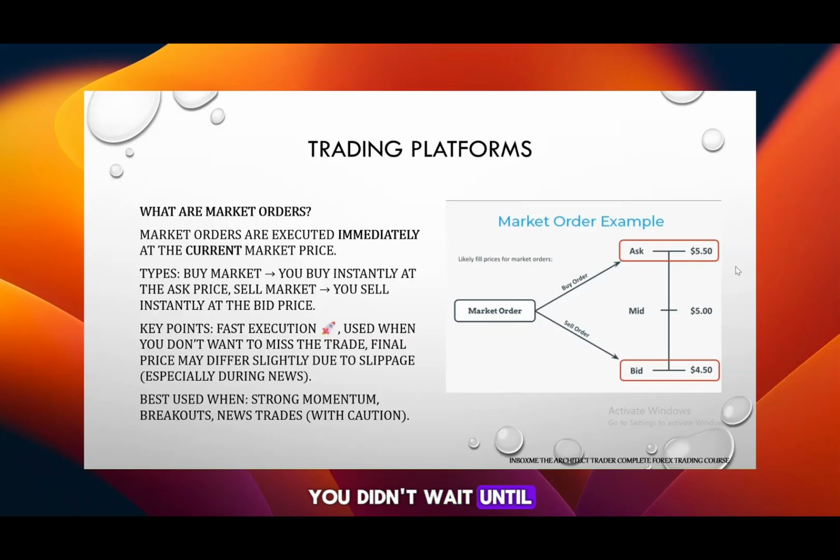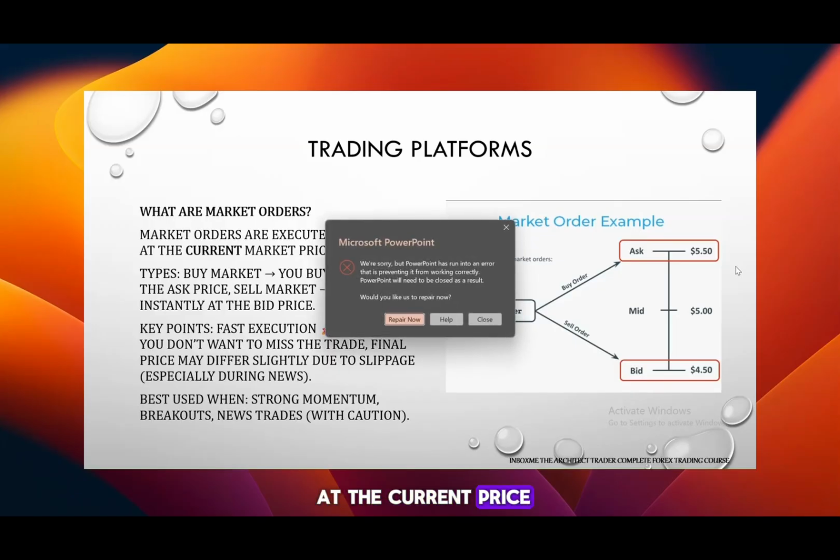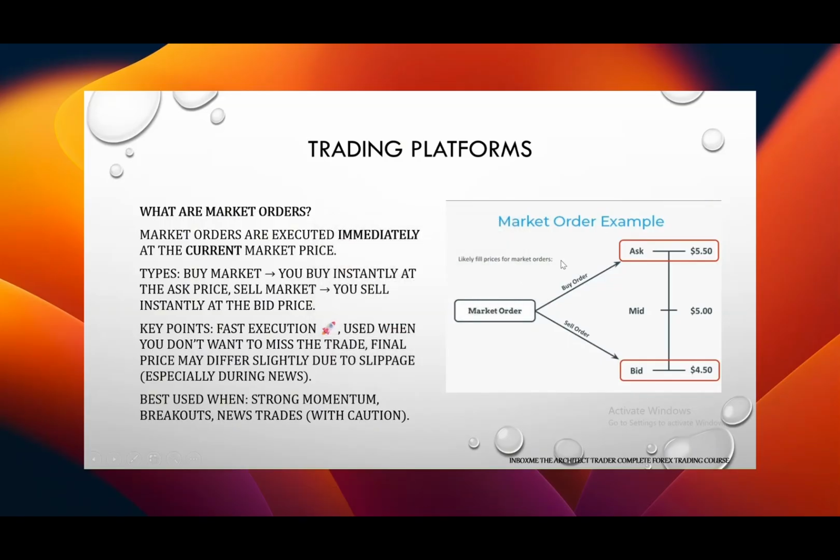You didn't wait until the price dropped to 120, and you didn't wait for the price to increase to 200 before you buy. A market order is at the current price; you place your order immediately. There are two types. There's the buy market, where you buy instantly at the ask price, and the sell market, where you sell instantly at the bid price.